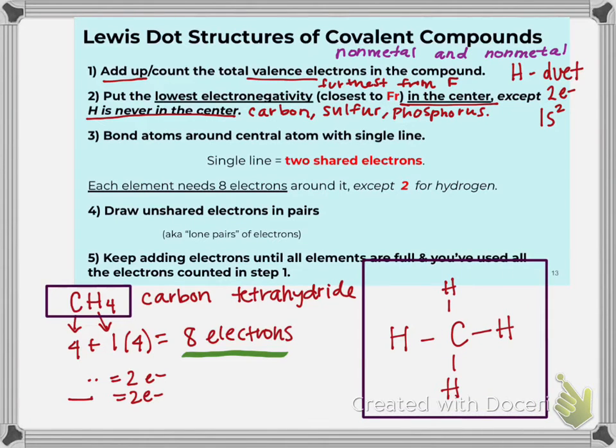Again, to check your work, you want to make sure that all of the atoms are happy. They all have what they want. Carbon wants an octet. We have that, 2, 4, 6, 8 with the single bonds around it. Hydrogen wants a duet. It only wants 2 electrons. We have that represented by each single bond. So there you go. You have your structure. So this would be methane.